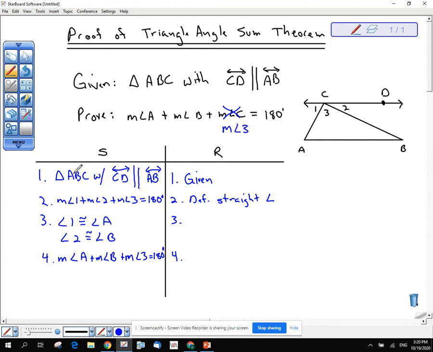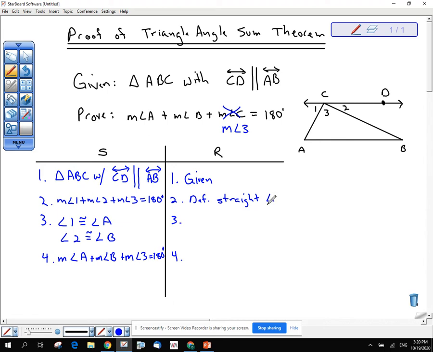Okay, so I went ahead and I wrote the given, and I said given. We would know that the measure of angle 1, 2, and 3, the sum of them would be equal to 180, as you look here, because they form a straight angle. I have justified that step with definition of a straight angle.